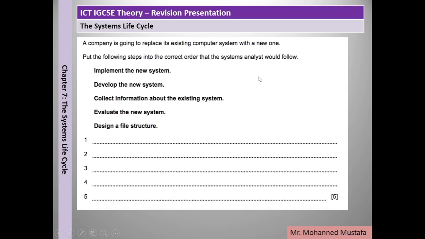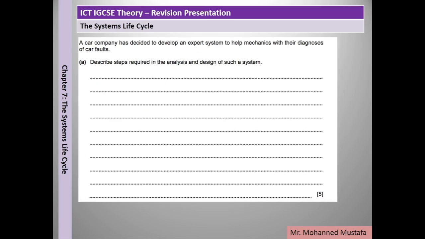A company is going to replace the existing system with a new one. Put the following steps into the correct order that the system analyst would follow. The first stage is always collect information about the existing system. The second stage is design a file structure. The third stage is develop and test the system. The fourth stage will be implementing the system, and the last stage will be evaluating the system. Are we good? So the same steps for the cycle mentioned here.